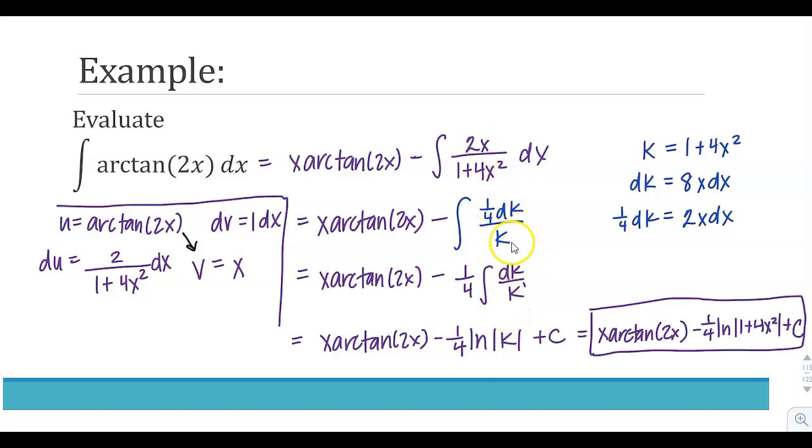So this problem required us to use both integration by parts, and then the remaining integral was a u substitution, so a combination of integration techniques.